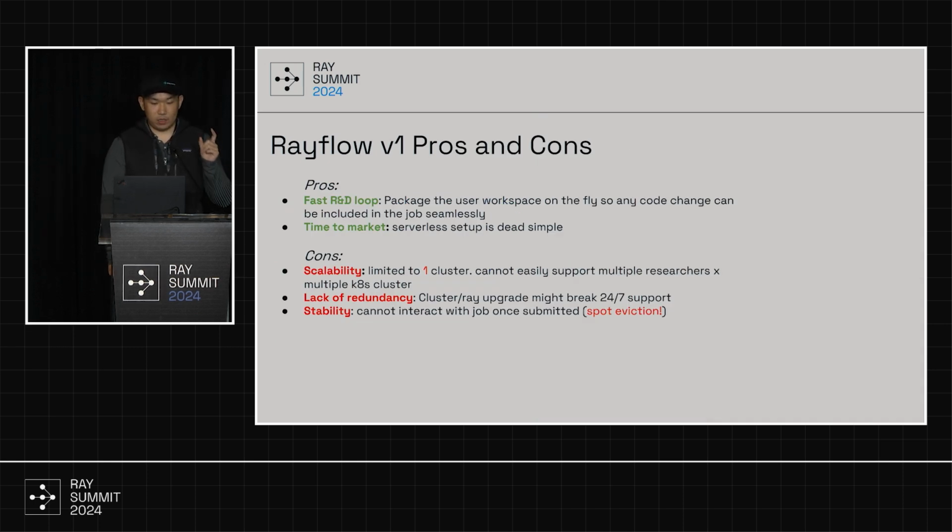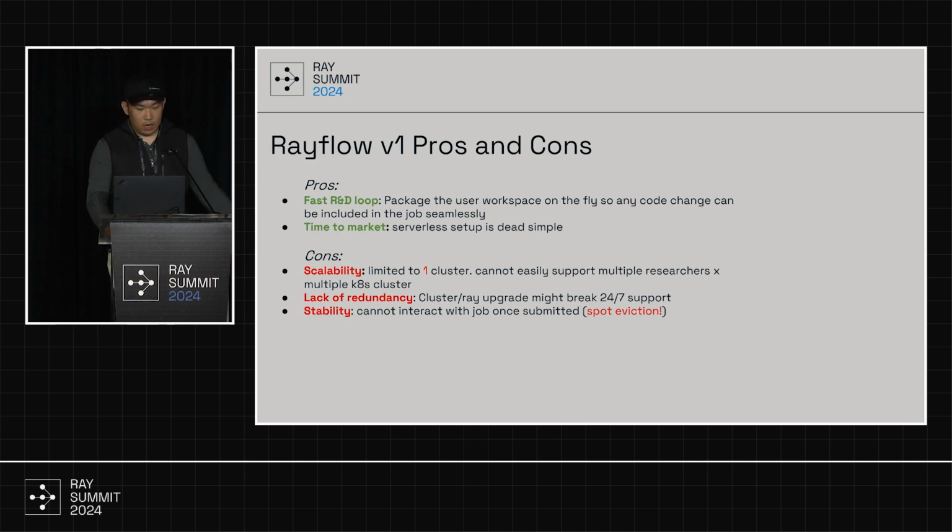I want to highlight the pros of a very fast R&D loop. I think you all heard about the dependency hell in today's keynote. And that's very key here: we just snapshot the workspace of a researcher, which comes with any code he or she just wrote 2 or 3 seconds ago, and build an image from it. So this is very nice. Also, the time to market is fast because it takes literally 1 hour to set up.